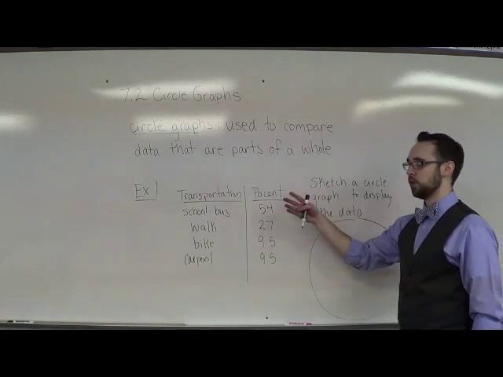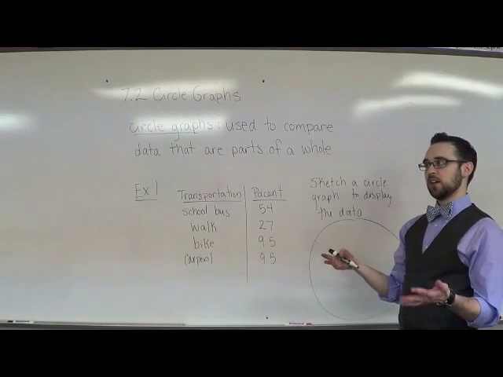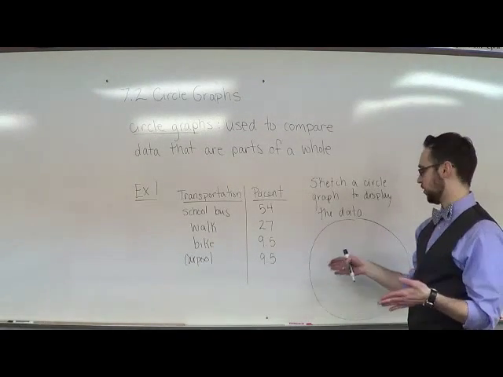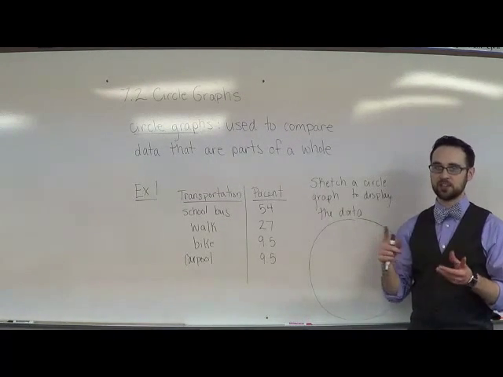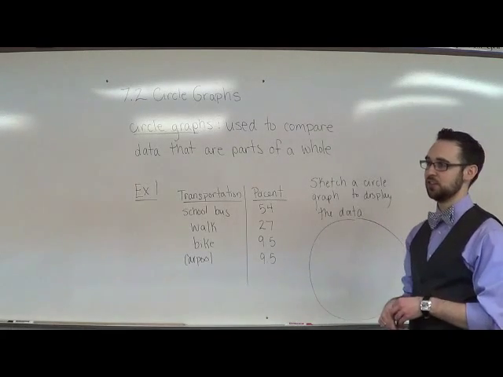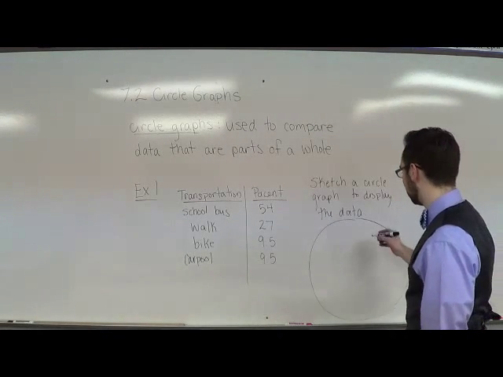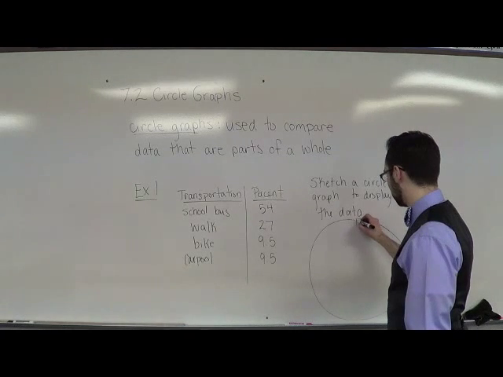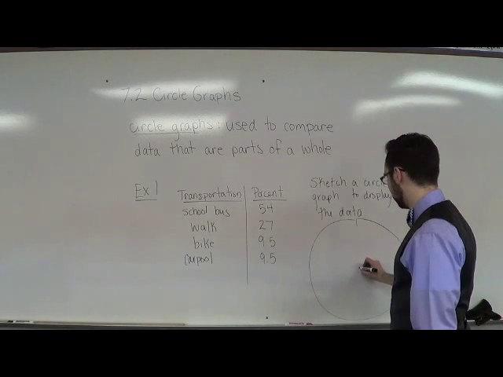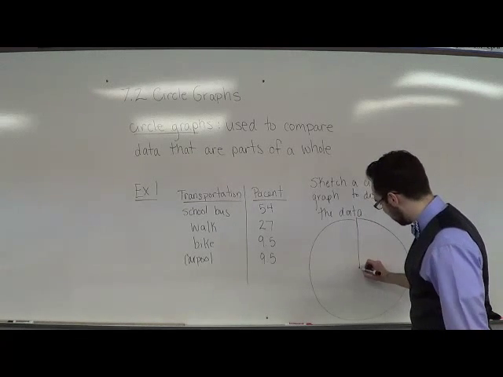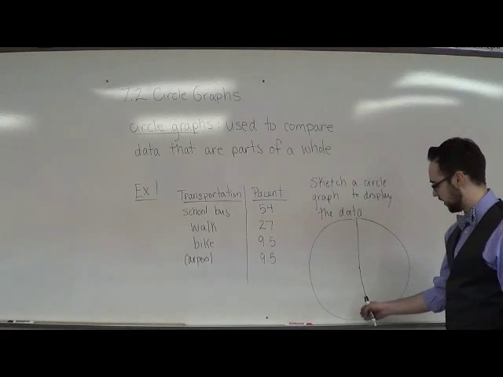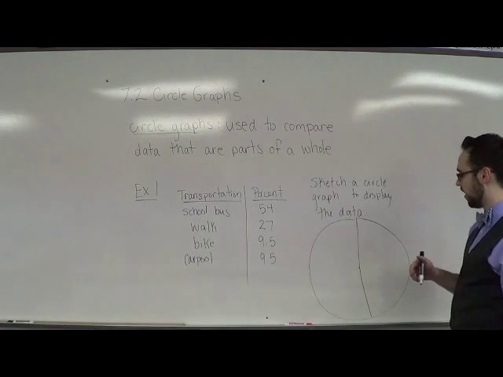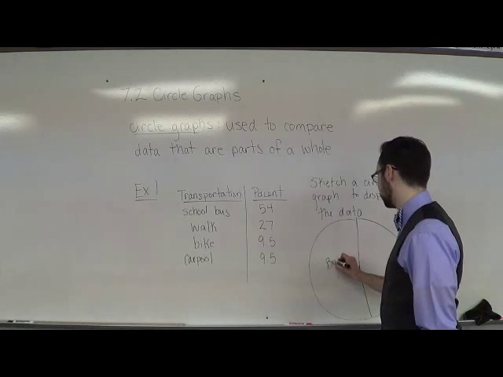Now, 54%. What you want to ask yourself is, you want to know that 50% is half of the circle and 25% is a quarter of the circle. That's going to help you gauge how much of the circle you should be using per percentage. So for the first one, 54%, we always work from the center here. We want just a little more than half of the circle. I could have come straight down the whole way, but I want a little more than half of the circle. So this is using the bus, and it's 54%.